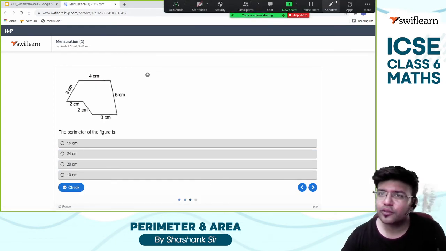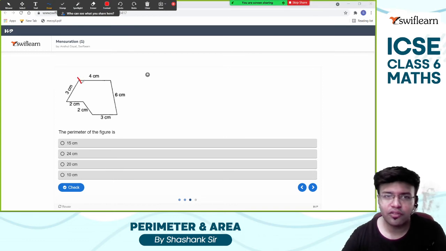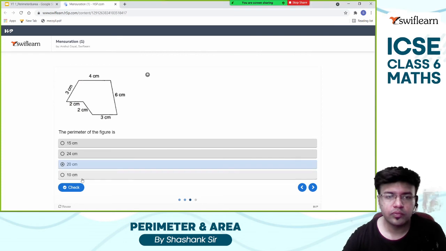Find the perimeter of this figure. So let's start from here. You can start from any corner. Okay, 4 plus 6, 10, 10 plus 3, 13, 14, 15, 16, 17, and 3 is 20. Again the answer is 20.